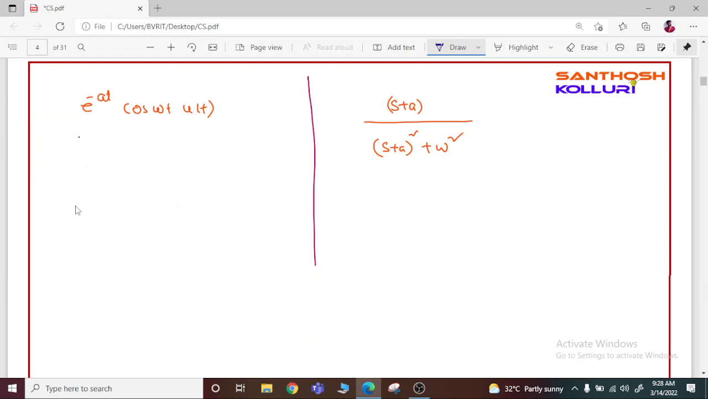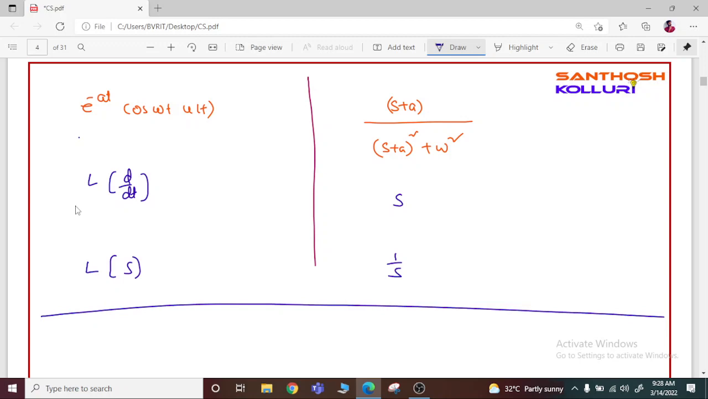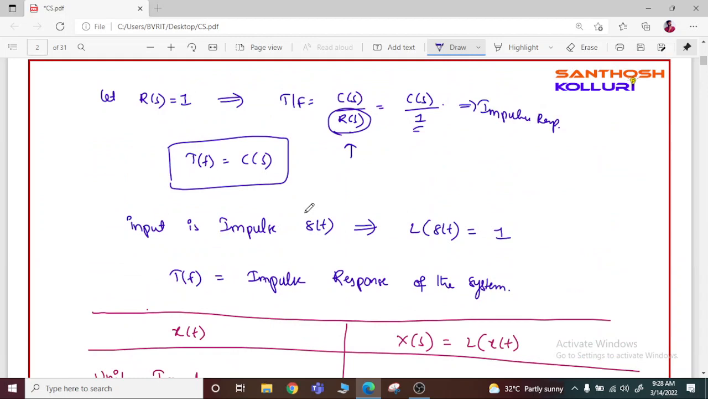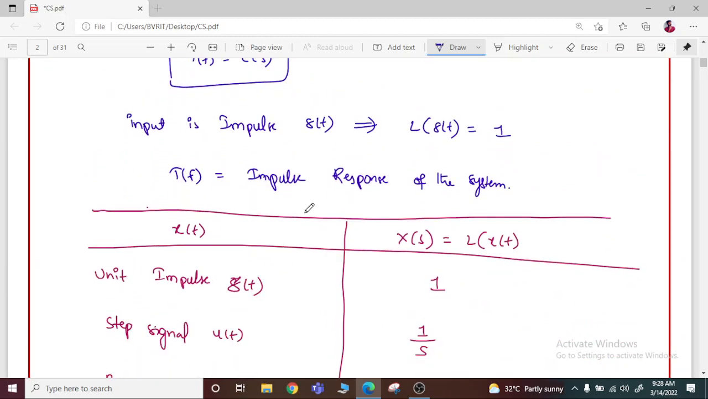And similarly, Laplace transform of differentiation is s, Laplace transform of integration is 1 by s. So these are the few important Laplace transforms for various input signals that we have to remember in this time response analysis.